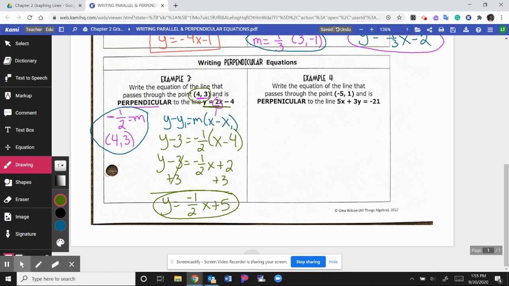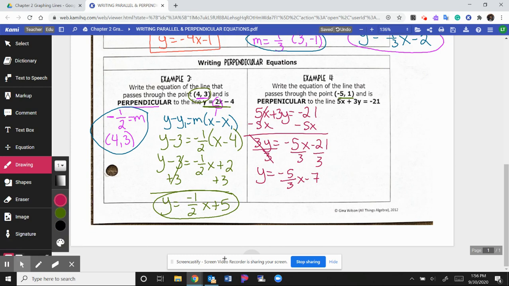Moving on to our last example here, write the equation of the line that passes through the point (-5, 1) and is perpendicular to the line 5x plus 3y equals -21. So hopefully this is looking familiar, right? Like example number 2, the equation that's given to us is not in slope-intercept form. It needs to be in slope-intercept form. So pause the video, get this into slope-intercept form, please.